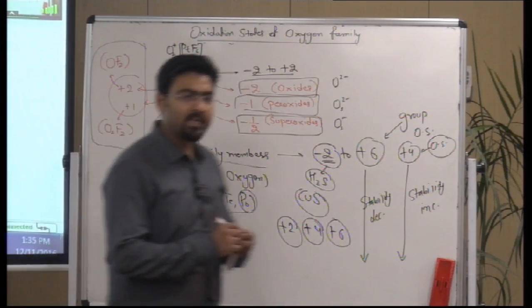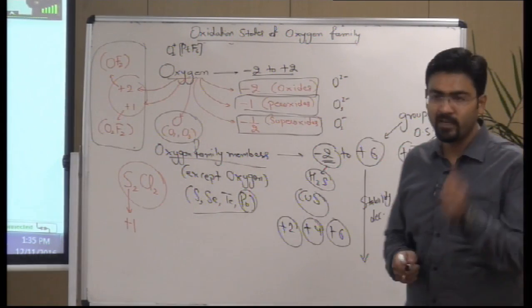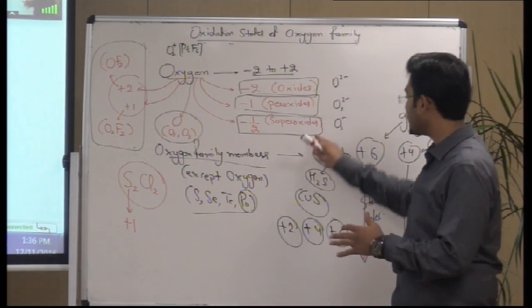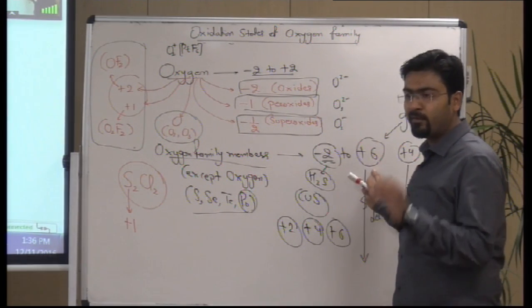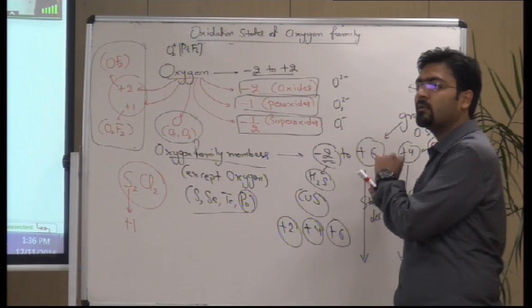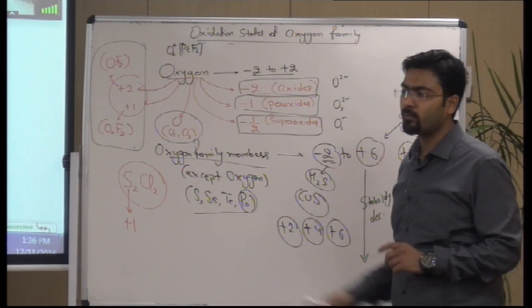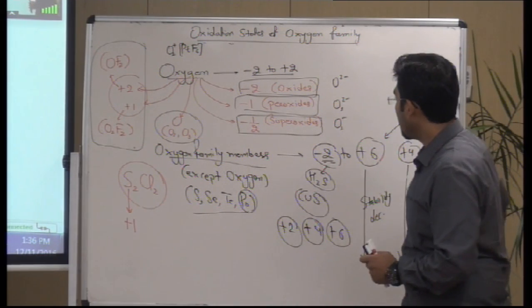So the range is there, which means that there are maybe very few compounds which are present in oxidation states not listed here, but which come in this range. But definitely there will not be any compound which has an oxidation state higher than +6 or lower than -2, right?